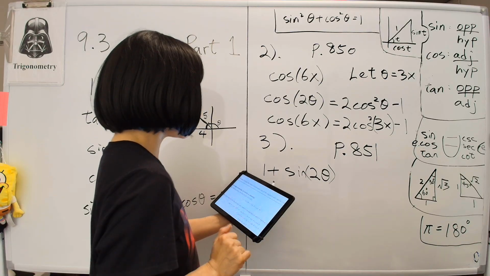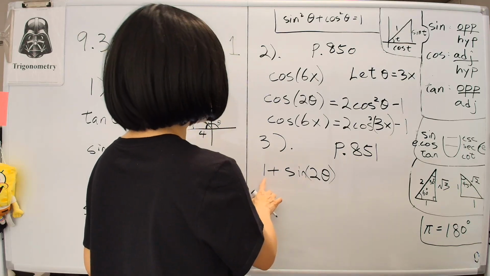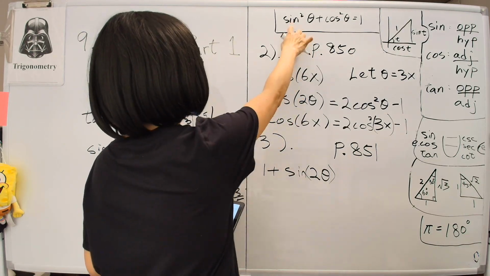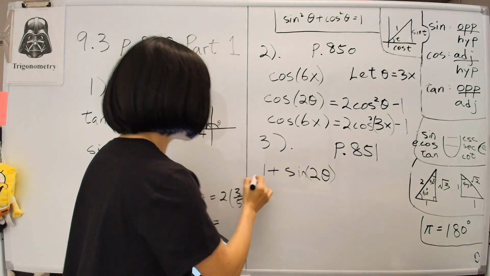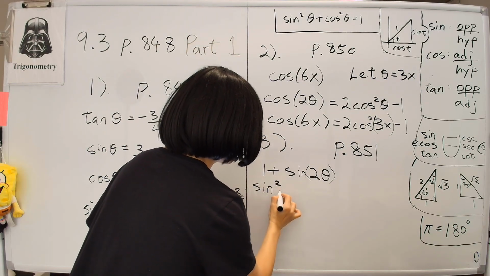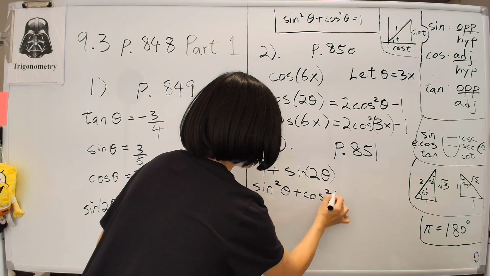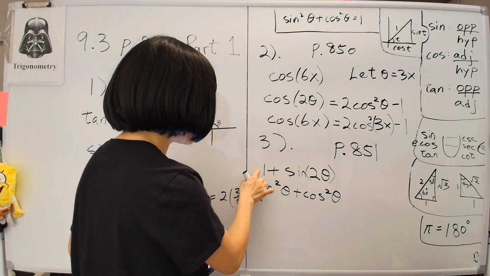So to make this equation come out, first we will notice the 1 is equal to sine squared plus cosine squared by the Pythagorean theorem. So we'll write that down: sine squared theta plus cosine squared theta. And this is just 1. Okay, that's the 1 part.